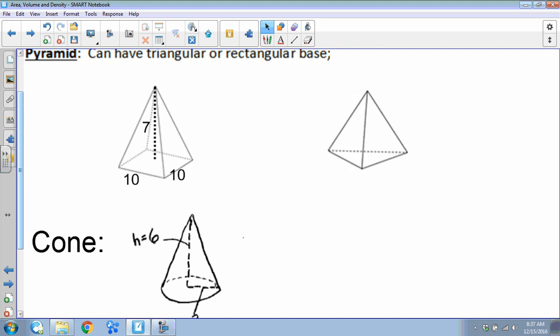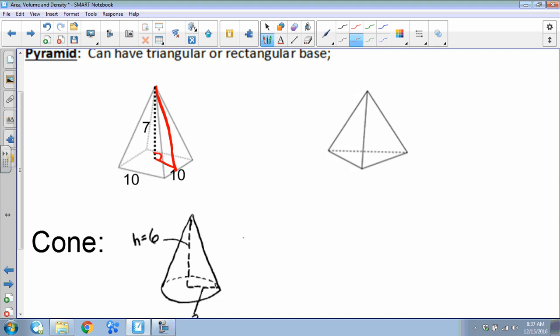So if the base is a rectangle or a square, it's 1/3 length times width times height. Now your height has to be from the center of the base to the top. So this is your height, and it forms a right triangle with that face. Do y'all see that?